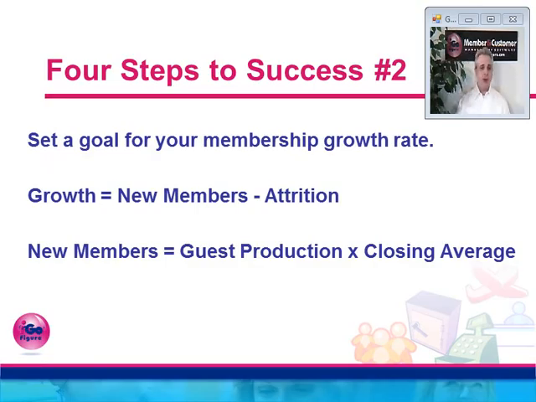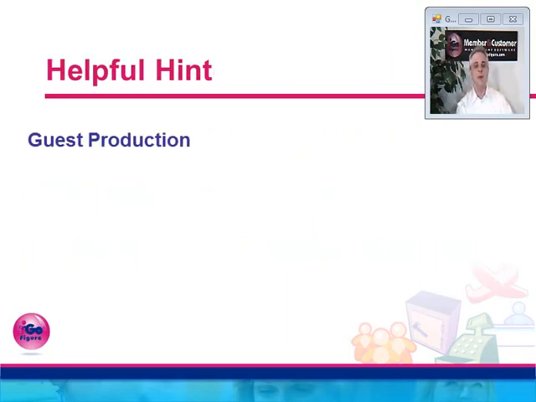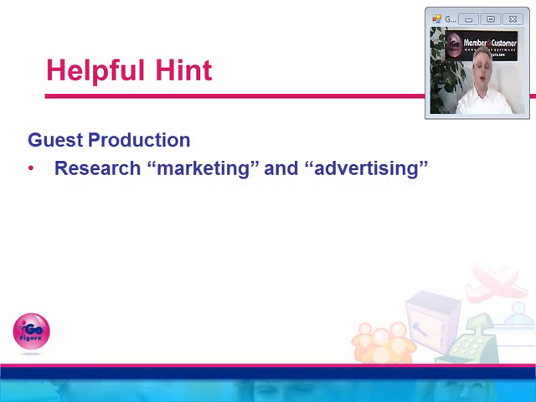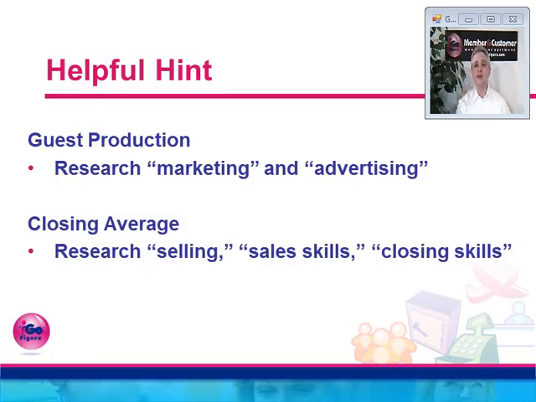If you're getting plenty of people in the door and your closing average is a measly 20%, 10%, you need to work on those skills. Here's a hint for you. If you want to increase your guest production, do some research on marketing and advertising. If you want to improve your closing average, do some research on selling, sales skills, or closing skills.